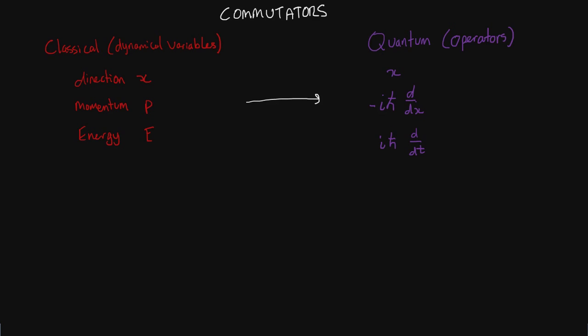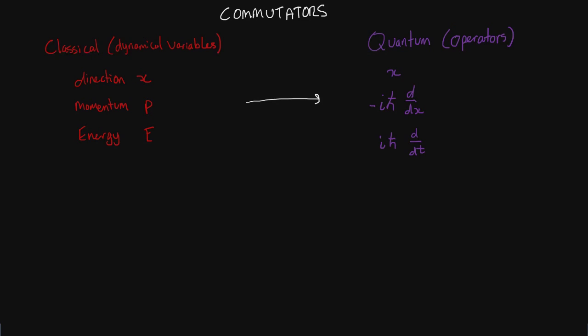These variables give us information about the system. So in one dimension, we have the direction x, the momentum p, and the energy E. When we move them across into quantum mechanics, they become known as operators and they serve a slightly different purpose. So from the examples here, we can see that x just still remains as x. However, p becomes the momentum operator, and that's defined to be negative i h bar d over dx, where i is a complex number and it's the square root of negative 1.